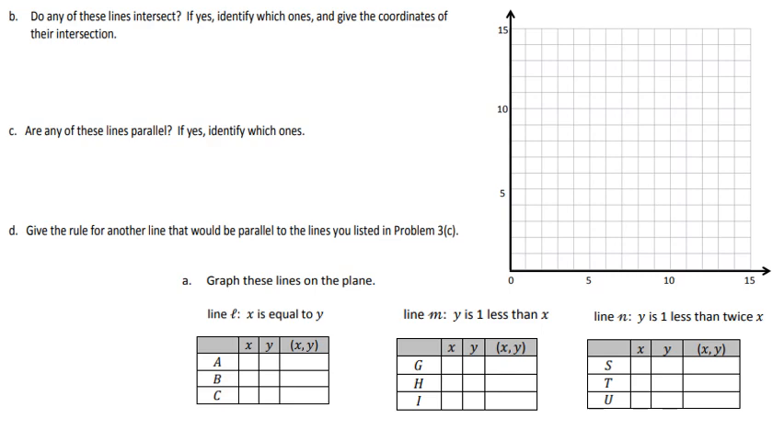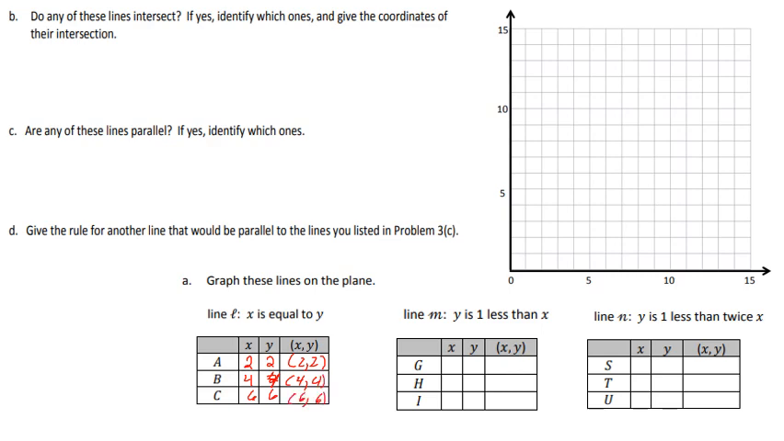Now your sheet's going to look a little different. I made this like this so that it would fit on one PowerPoint slide. Now on this one we're going to be creating 3 different lines. The first one says graph these lines on the plane. Well, it says x is equal to y. So I'm just going to pick some numbers: 2, 2, 4, 4, because x has to equal y, and 6, 6. So that gives me ordered pairs of 2, 2, 4, 4, and 6, 6.